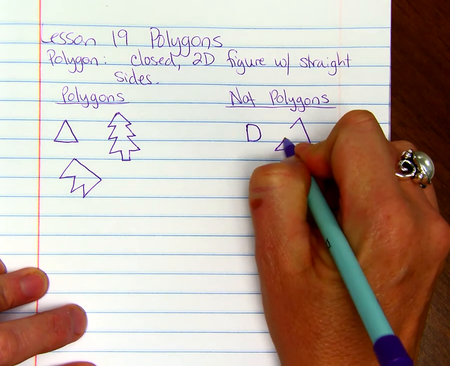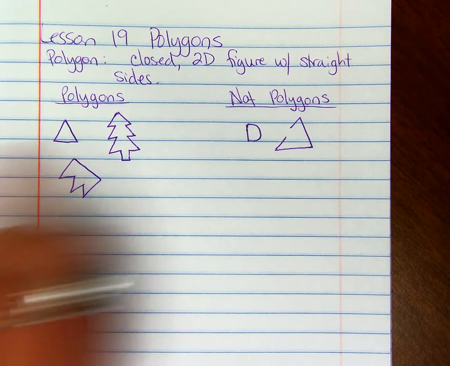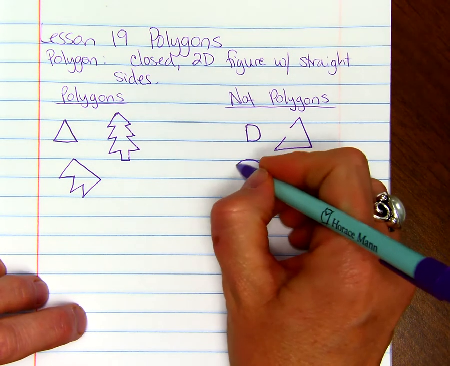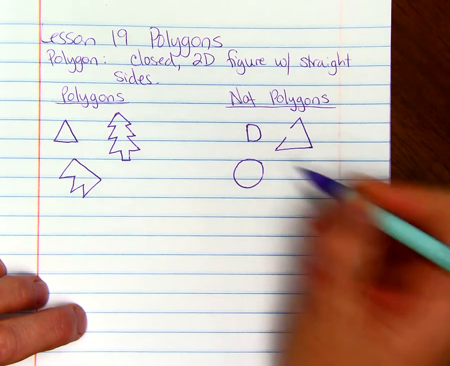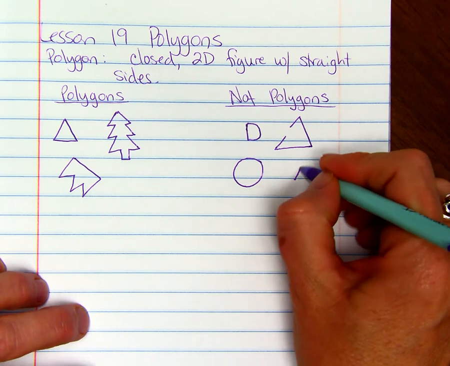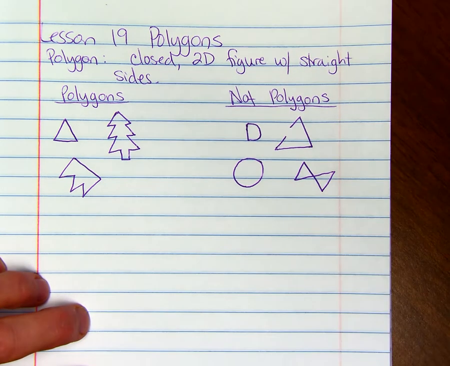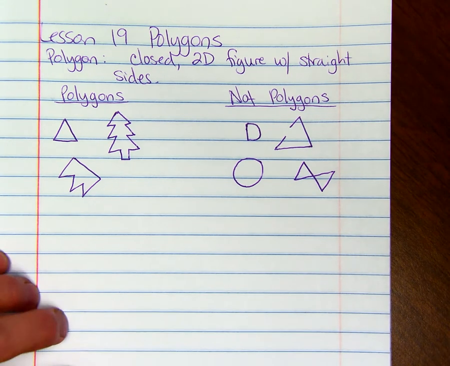Here's a figure that kind of looks like it's going to be a triangle, but then we don't finish, so that's not a polygon. A circle's definitely not a polygon because it has a curvy side, it doesn't have straight sides. And if you overlap sides, that's not a polygon. So like a bow tie would not be a polygon.